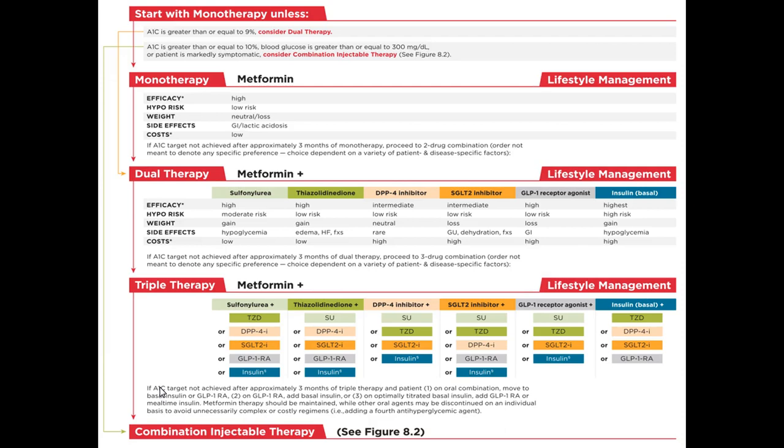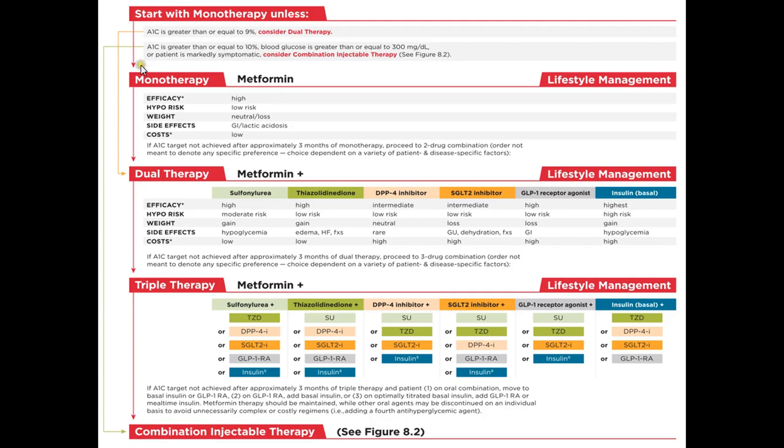So how to treat these patients? A very, very busy slide. You can see, very, very important for the clinicians. What is advised is you start with monotherapy unless the HbA1c is greater than or equal to 9%. So if it is more than 9%, then you have to consider the dual therapy.